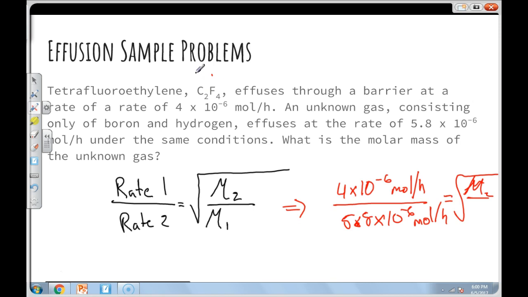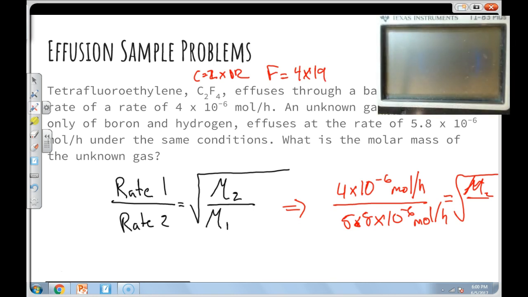Tetrafluoroethylene is C2F4, so carbon is 2 times 12, and fluorine, there are 4 of them, that's 4 times 19. So I'm going to get my calculator here. Let's turn this guy on.